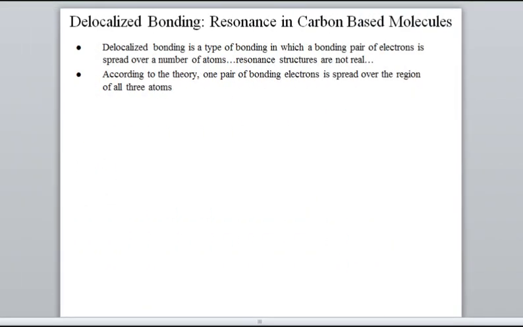In Chemistry 162, we learned about delocalized bonding, and we learned to recognize if we saw a certain structure that there's probably delocalized bonding that could occur. Remember, one particular structure was alternating carbon double, carbon single bonds. Another structure was oxygen-carbon-oxygen bonds.